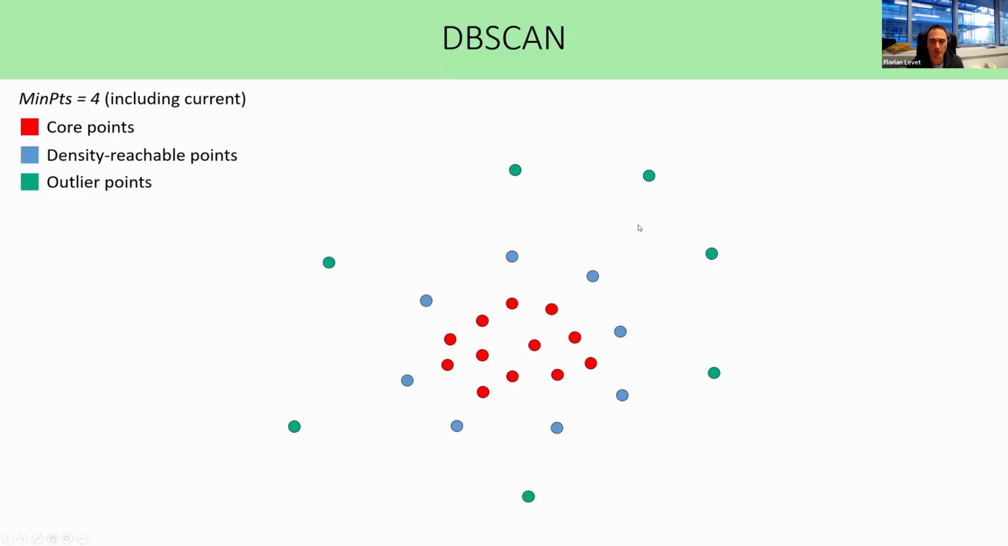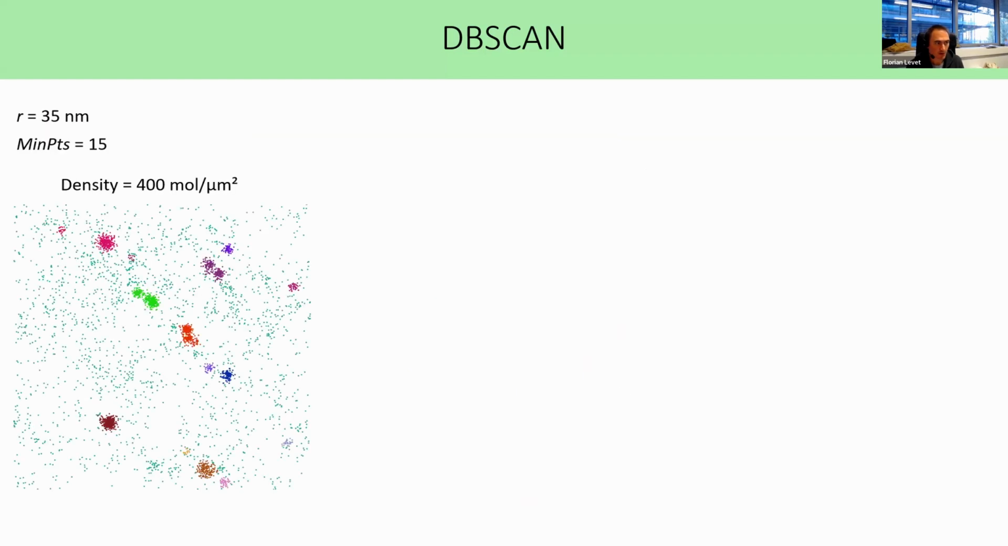And usually in single molecule localization microscopy, we're only using two classes. So both core point and density reachable point are designated as object point, and outlier point is designated as background point. So if we go to this small data set here, where you have some clusters, you can define a radius R of 35 nanometer, minimum number of points of 15, and you know that the density in this case is 400 molecules per micrometer square, and you end up with this nice segmentation.